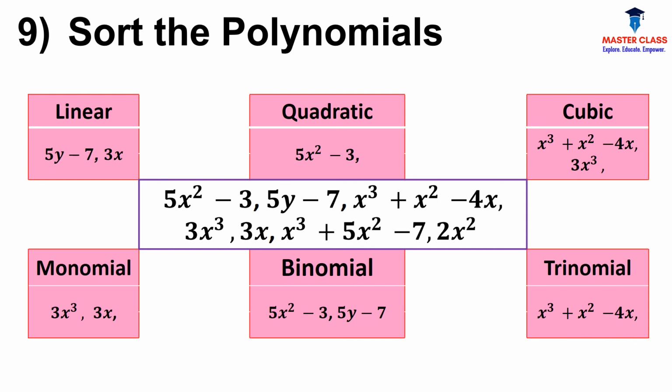The next polynomial given is x cubed plus 5x squared minus 7. Since there are 3 terms in this polynomial, it is a trinomial. The highest power is 3 and so it is a cubic polynomial.